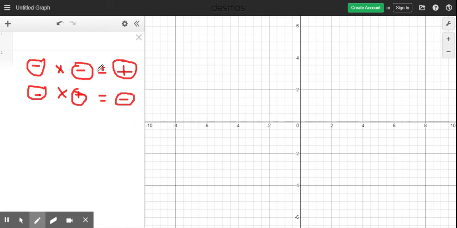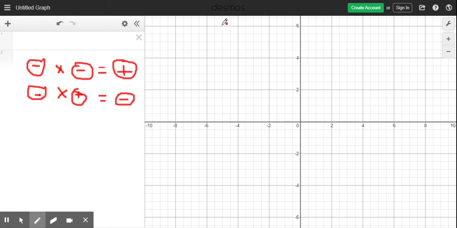So negative divided by negative is always positive. Negative divided by positive, positive divided by negative is negative. So basically, if your signs are the same in multiplying and dividing, it comes out positive. If your signs are different, it comes out negative.